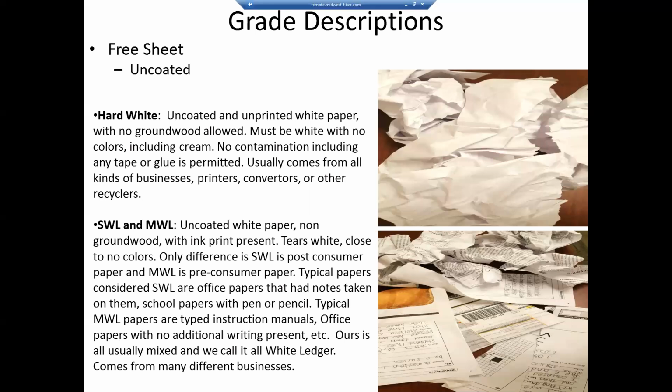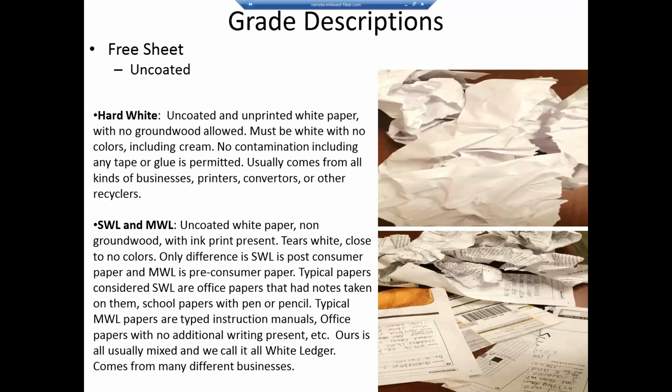White ledgers are still an uncoated paper without any groundwood. However, unlike hard white, they can have ink present with some color as shown here. If you tear the paper and the fibers are white, then it is still white ledger. Office papers and school papers with printing, notes, and possibly highlighting on them are all considered SWL. Instruction manuals, large sheets from a printer that didn't make it to cut, and other white paper with ink but no additional writing on them are considered MWL.